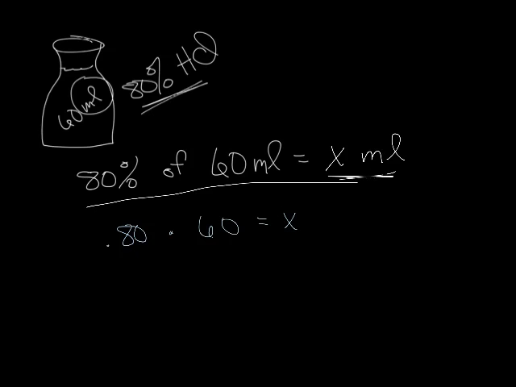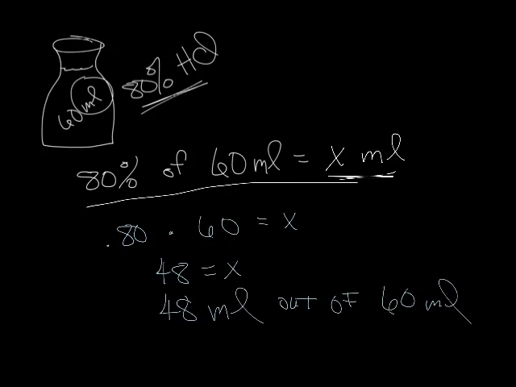And that equals that. So 0.8 times 60 is 48, and that's what my x equals. So 48 milliliters out of the 60 milliliters in the bottle is going to be hydrochloric acid. So that's 80%, and it also gives me an opportunity to determine how much of that liquid in volume is going to be hydrochloric acid.